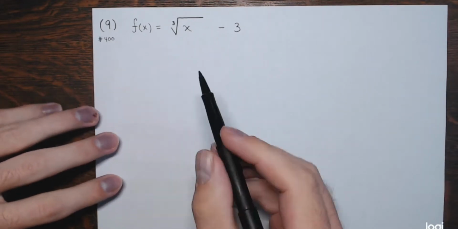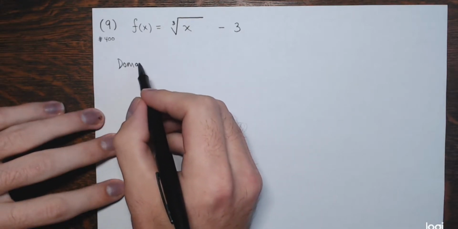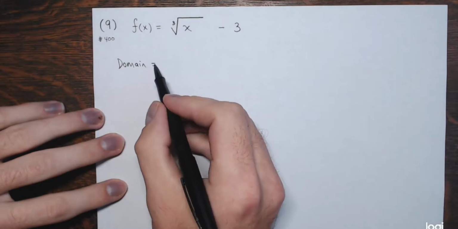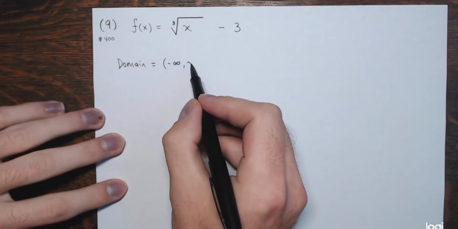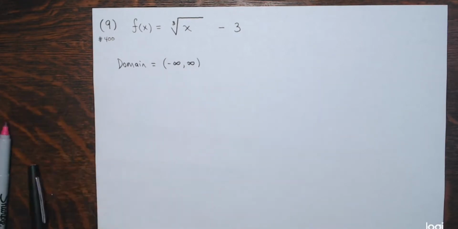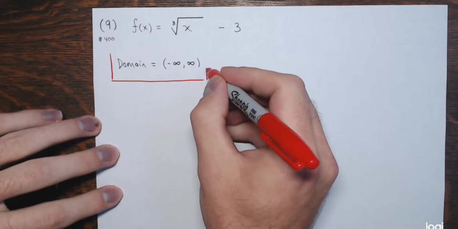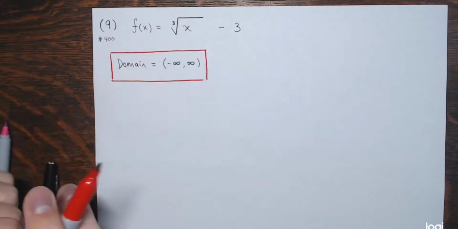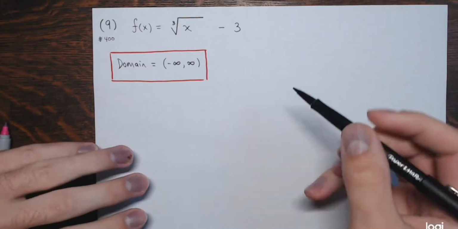But still the domain is all real numbers. There are no denominators that can be 0 here, and it's an odd root. You can take the odd root of any number. So the domain is once again all real numbers. And you're going to see the range is also going to be all real numbers. But let me make a graph.